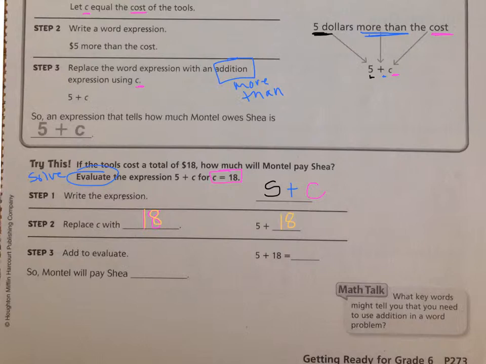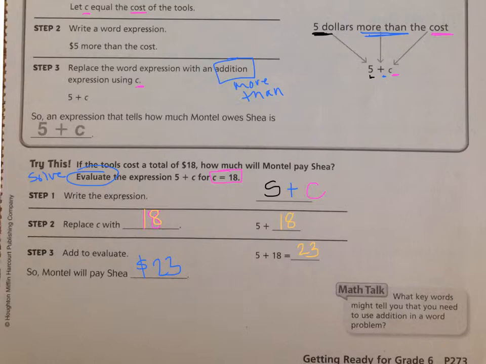And then we're going to actually add to evaluate it. So 5 plus 18. Well, I'm going to start at 18 and count on. 2 more to 20, then 3 to 23. That was a mental math strategy that I did. So our answer is 23. So Montel's going to pay Shay how much? He's going to pay Shay $23. And you have to remember the dollar sign because we're talking about money.